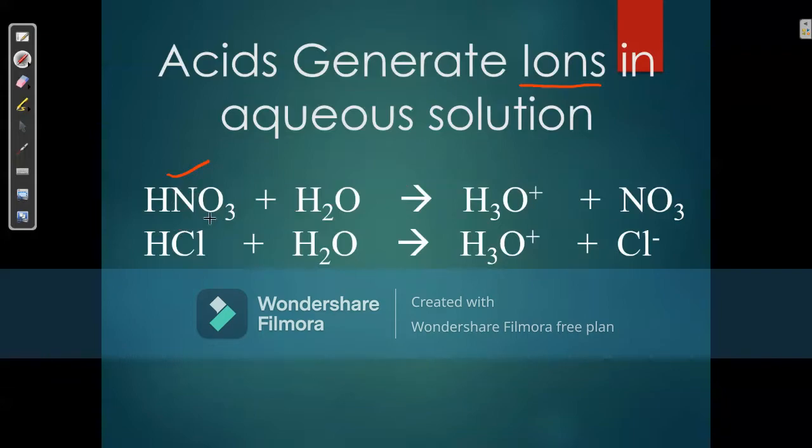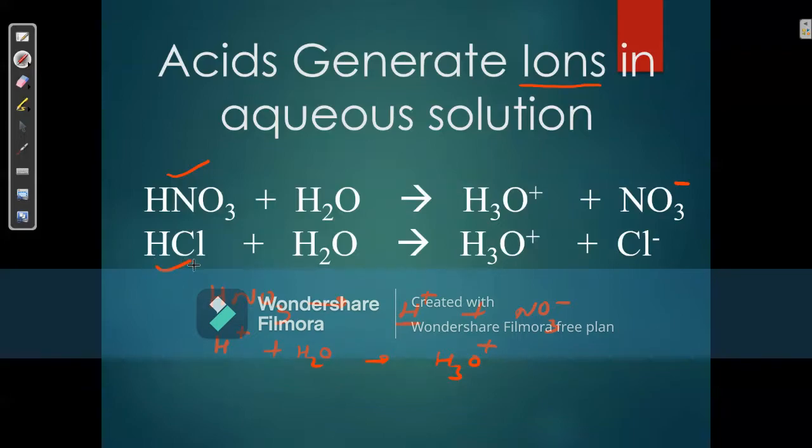Suppose I take HNO3. When this HNO3 reacts with water, initially it dissociates in aqueous solution into H ion and NO3 minus ion, that is nitrate ion. It ionizes in water into H ion and NO3 minus ion. Now this H ion, which does not exist independently as we have just discussed, reacts with a water molecule and forms hydronium ion. That is actually how this H ion exists in nature. So hydronium ion will be formed.